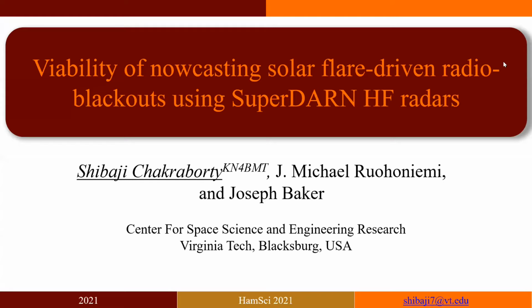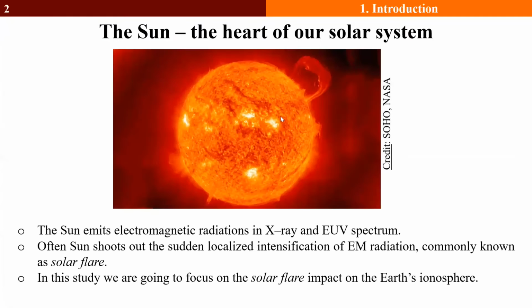Okay, so it all starts from the sun, which is the heart of our solar system. The sun emits electromagnetic radiation across the whole spectrum, almost a black body radiation pattern. It radiates X-rays and UV, and sometimes it shoots out intensified EM radiation in X-rays and UV, which is commonly known as solar flares. In this particular talk, we are only going to focus on solar flare impact on the Earth's ionosphere and HF propagation.